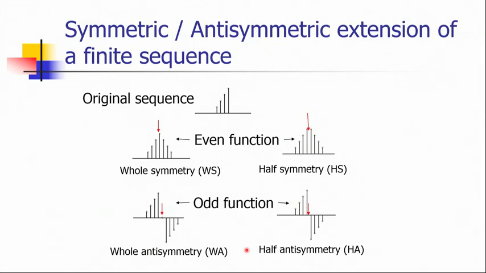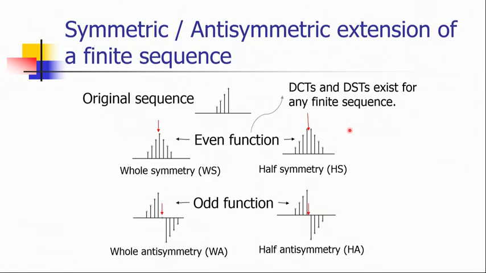Similarly, for odd functions, it is sufficient to use only sine functions, because for odd functions we have seen that the Fourier transform is equivalent to application of only the sine functions from the basis function set. Here also only the sine functions can be used. So, using this symmetric and antisymmetric extension we can have DCTs and DSTs, or discrete cosine transforms and discrete sine transforms, for any finite sequence, and that is the reason why they exist, and you find them in the textbooks and in many applications. So, for even functions it is DCT, and for odd functions it is DST.